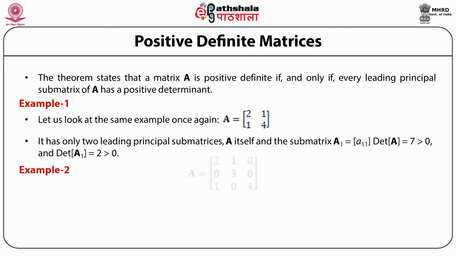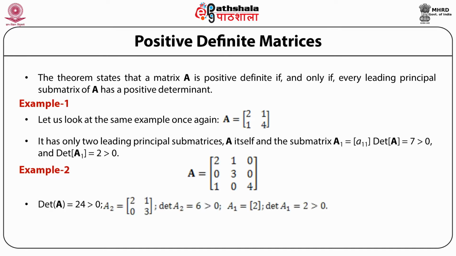Another example: let A be a 3 cross 3 matrix having elements 2 1 0, 0 3 0, 1 0 4. Then the determinant of A is 24, which is greater than 0, and the determinant of submatrix A2, having elements 2 1, 0 3, is 6, which is again greater than 0, and A1 equals 2, and determinant A1 is 2, which is greater than 0. Hence, A is positive definite.